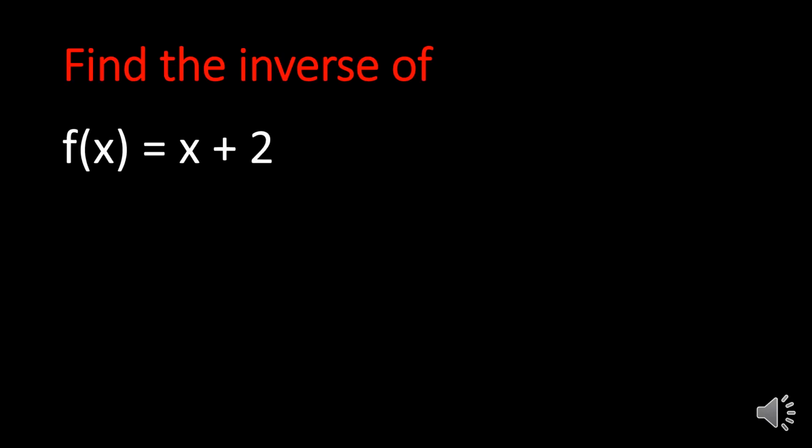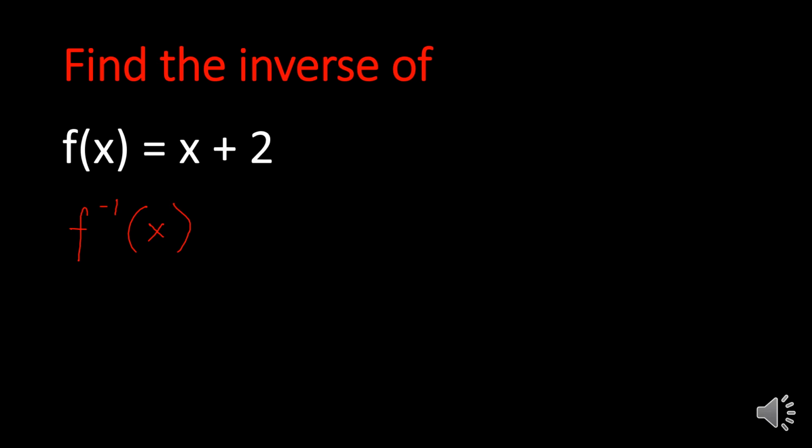Let's start off with finding the inverse of f of x equal to x plus 2. With the concept of inverse operations, we can find the inverse of a function, here f of x equal to x plus 2. Now, how to do it? When we do the inverse of a function, we have the notation f to the power of -1 of x. So that is our notation.